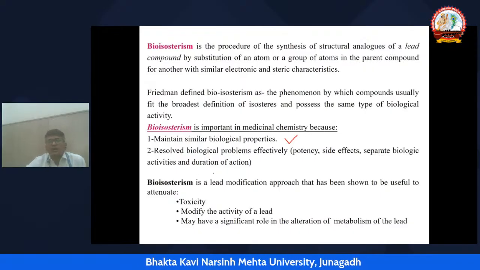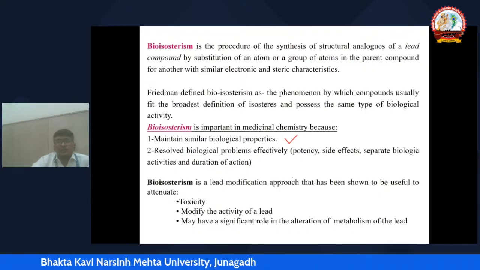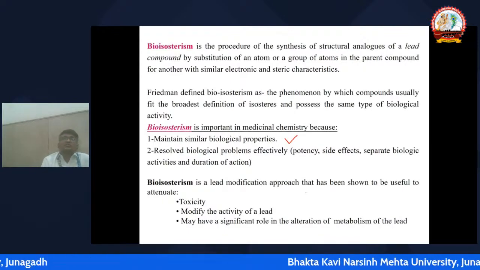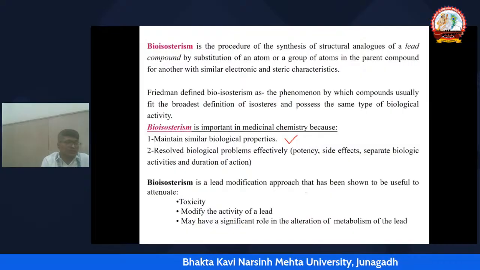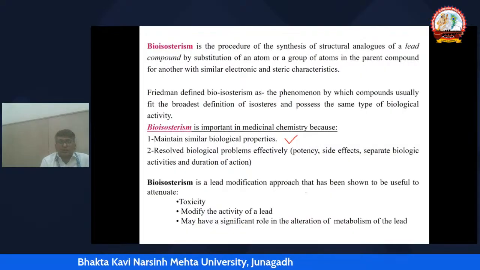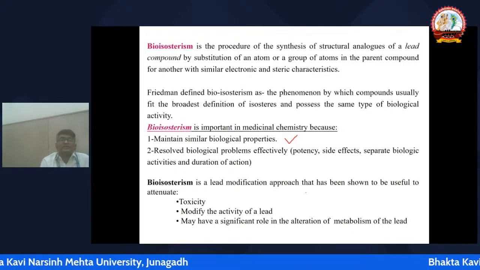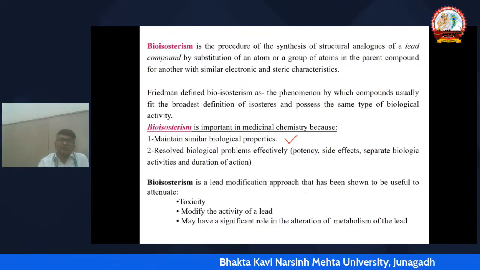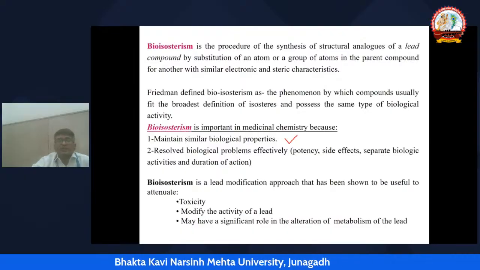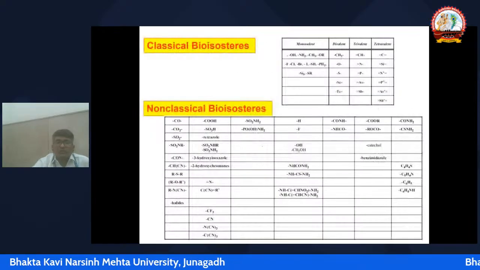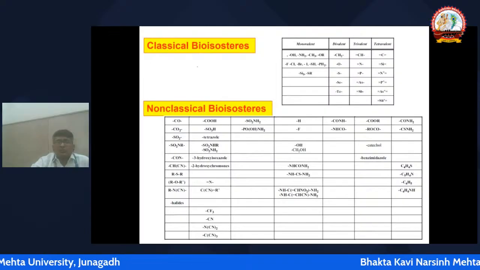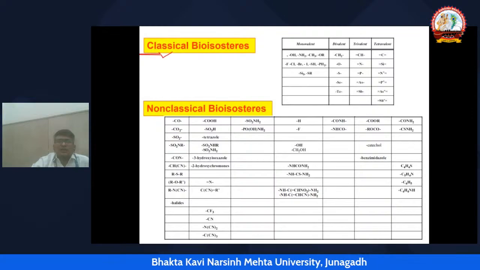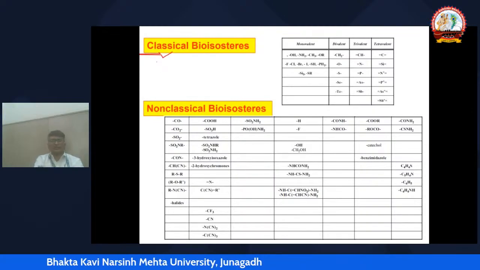So bioisosterism is a lead modification approach that has been useful to improve toxicity, modify the activity of the lead, and it has a significant role in the alteration of metabolism. Ultimately, it can be helpful for ADMET properties or toxicity. There are mainly two types of bioisosteres. The first one is the classical bioisostere and the second one is the non-classical bioisostere.